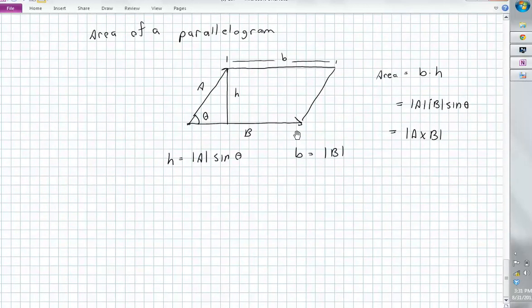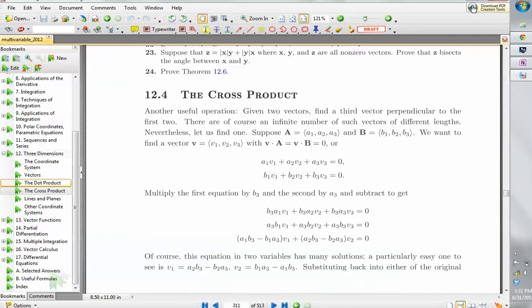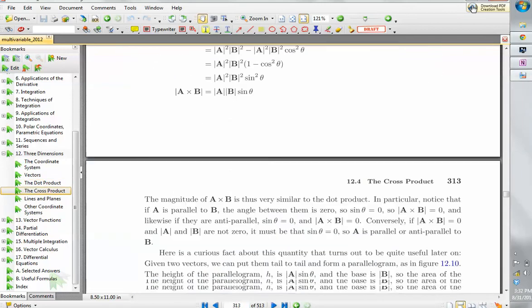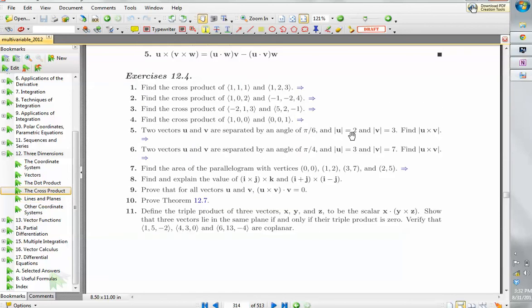Let's do one explicit example, and then we'll do a few little exercises. Let's do some cross-producting. How about just one of these straightforward ones, maybe two here. So let's find the cross product of 1, 0, 2 and -1, -2, 4.